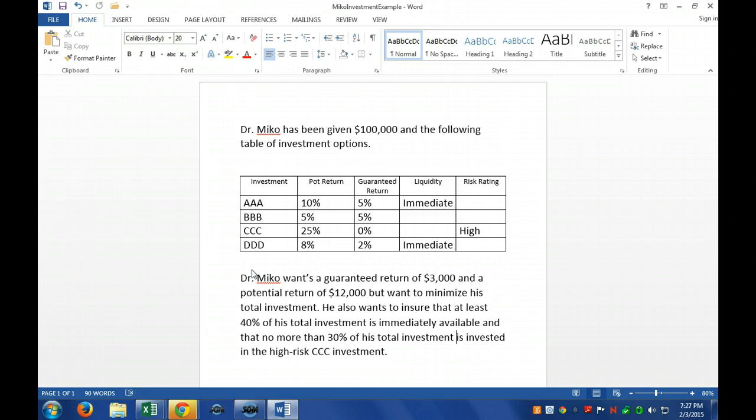CCC minus 0.3 times total. So CCC has to be less than or equal to 30% of total, right? But you skipped a step and said, well, I know I'm going to have to bring it over, so I'm just going to say negative 0.3, right? That's what you did, okay? But that is doing that. Those last two constraints are modeling that last component.